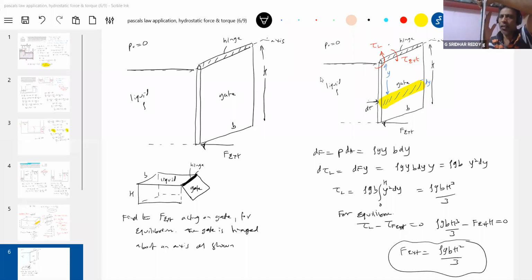So the liquid has the tendency to rotate the gate like this. Am I right? Then for it not to rotate, I'll apply force here. Sir, can you apply force at any point? Yes, I can apply, but I'm just showing at the bottom here. So the liquid will tend to rotate like this. So that is being kept in equilibrium in this way.